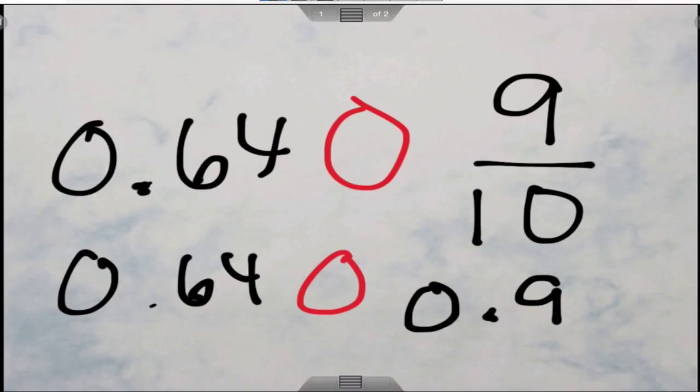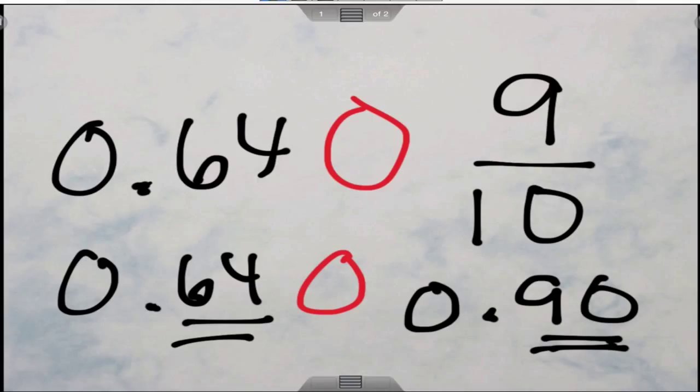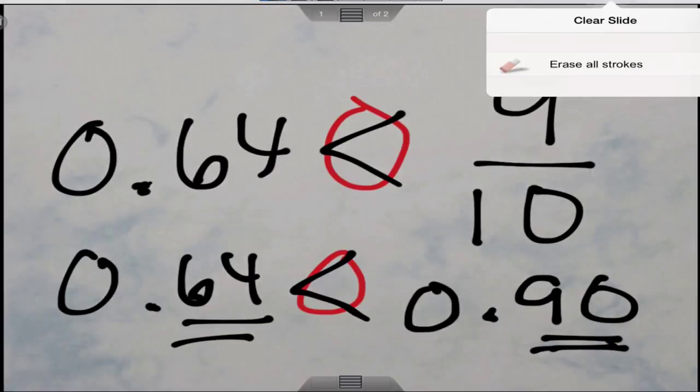Well, like we just said, I could throw on a 0 there. So 90 is bigger than 64. They're both in the hundredths. So 90 hundredths, or 9 tenths, is bigger than 64 hundredths.